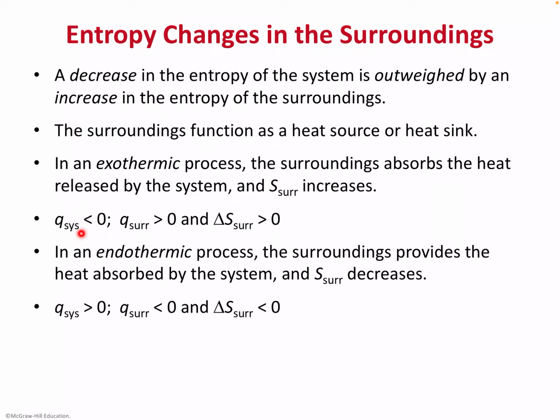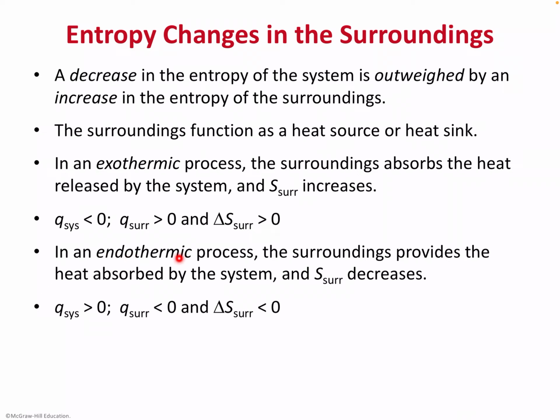Okay, so the Q system, because if it is an exothermic process, it releases heat, so the system loses heat. So Q system would be less than 0, right, because it is losing heat. And the surrounding, Q surrounding, increases because the surrounding is the one who is going to absorb that heat. It's going to be positive, greater than 0. And the surrounding delta S as a result will be greater than 0, positive.